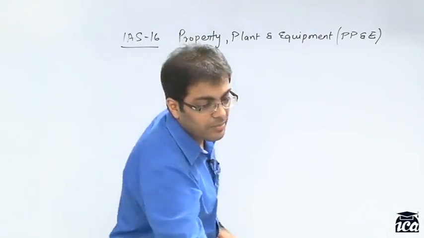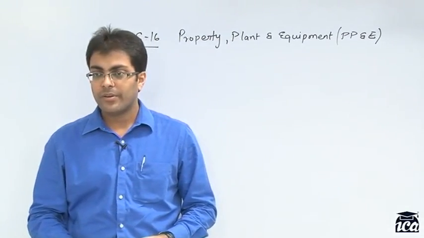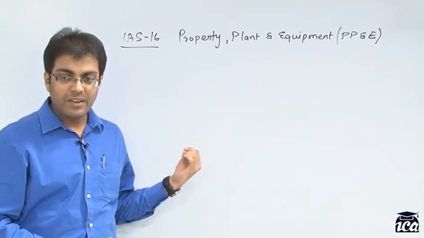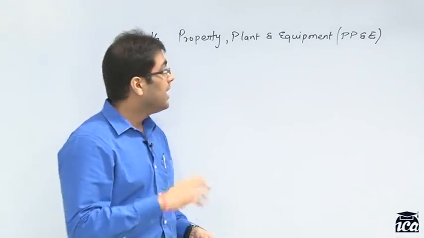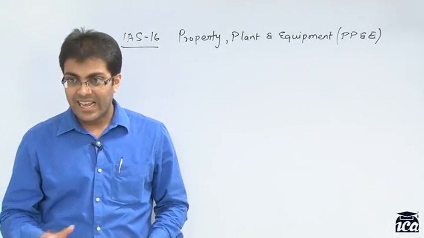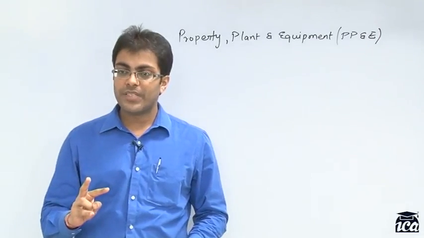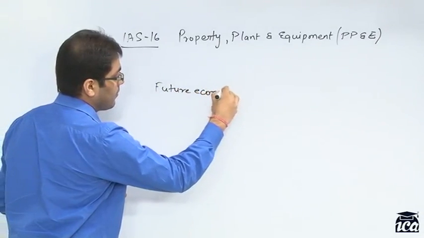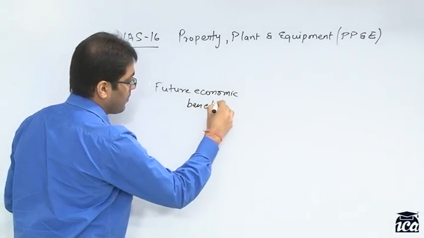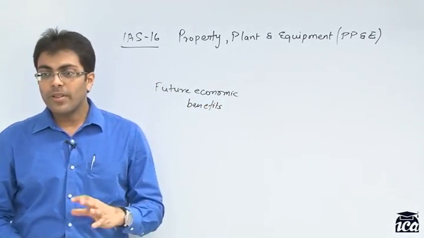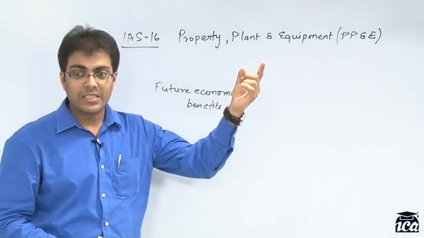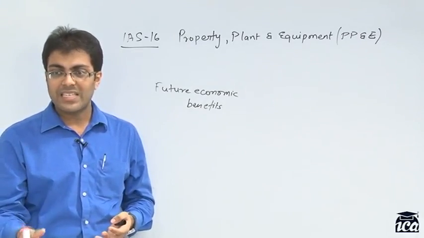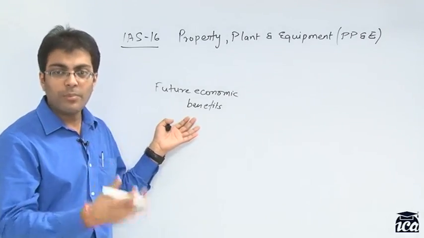Now let's come to the initial measurement or recognition of property, plant and equipment. How do you identify whether an item is property, plant and equipment or not? We've seen the definition of a tangible asset. In order for property, plant and equipment to be recognized as an asset in the books of the entity, two conditions must be satisfied. One is the future economic benefits: it is probable that the future economic benefit associated with that asset will flow to the entity, meaning that the company must be able to understand that if I buy this asset or have it in my possession, I will have some economic benefits in the future.